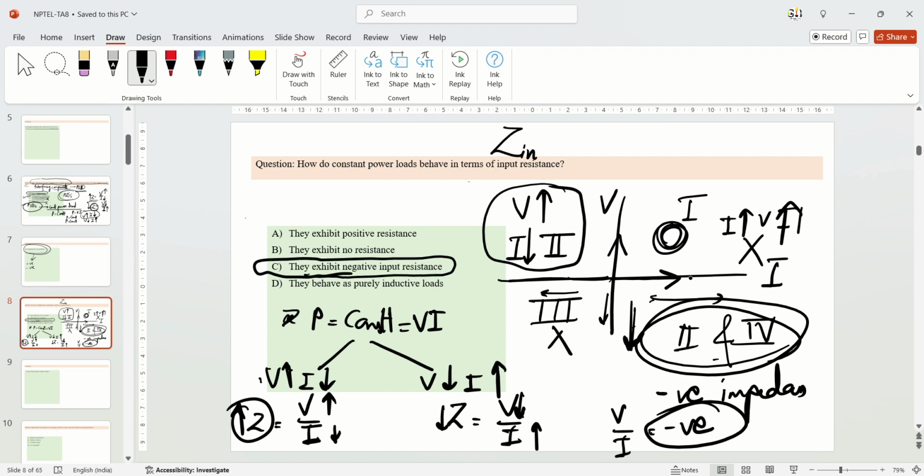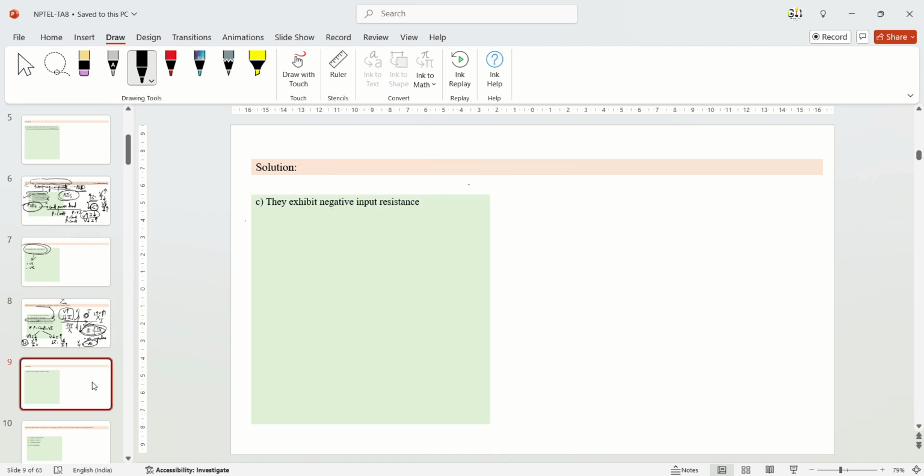If we consider the power load to be constant for these power electronic devices, it will actually replicate this negative input impedance. You can see it from the second and the fourth quadrant itself. So the behavior is replicating this negative impedance. That is the solution.